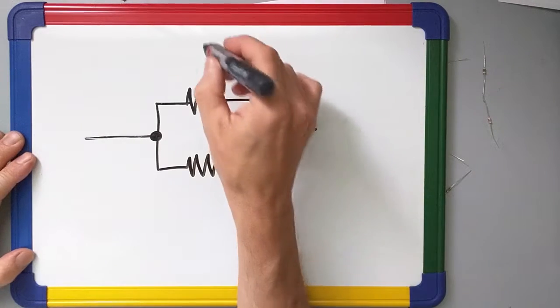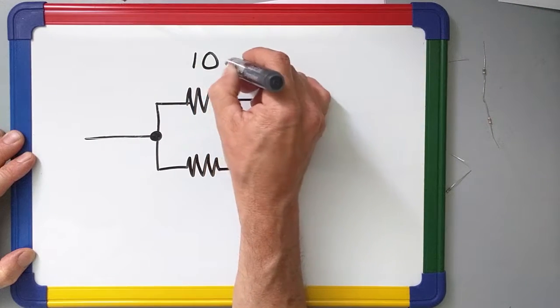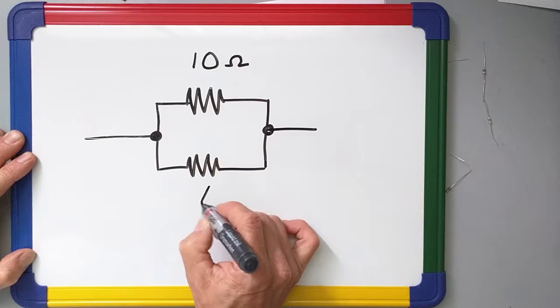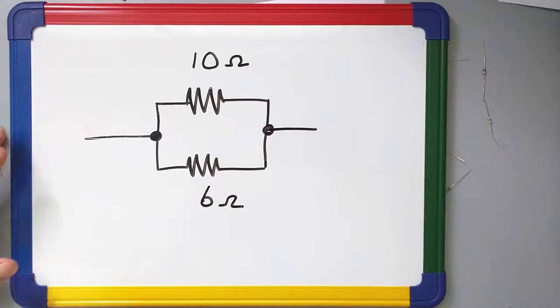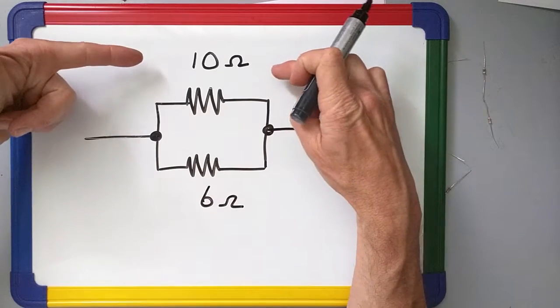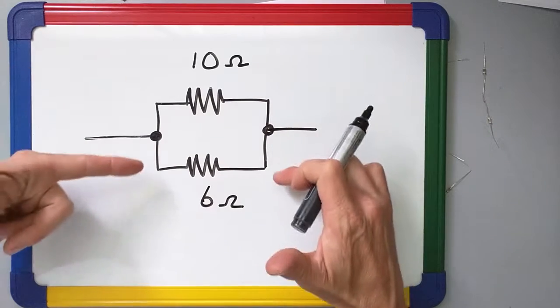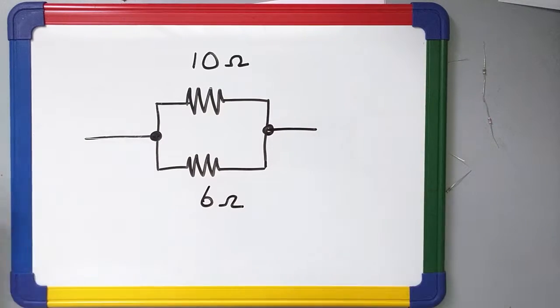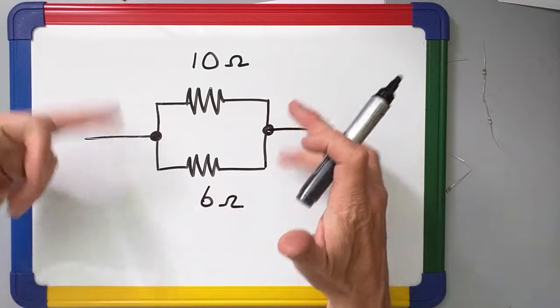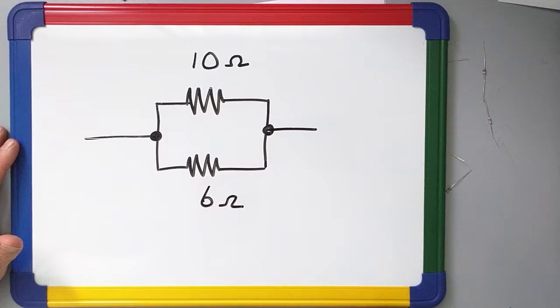So let's assume that these resistors are 10 ohms and 6 ohms. So we've got a 10 ohm resistor connected side by side, parallel, with a 6 ohm resistor. Now that's going to give some value of overall resistance, some total value of resistance. And what we've got to do is work out what that total value is.